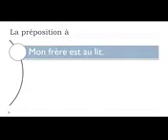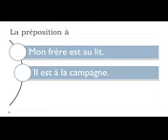So the first one, mon frère est au lit. Mon frère, my brother, is au lit, in bed. Lit is bed. Mon frère est au lit. Second example, il est à la campagne. Campagne, country, countryside. Il est à la campagne. So in that case, we will use this preposition à.